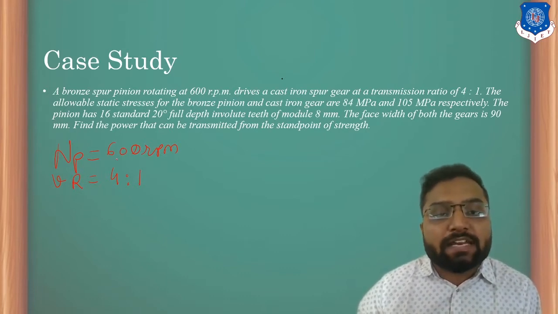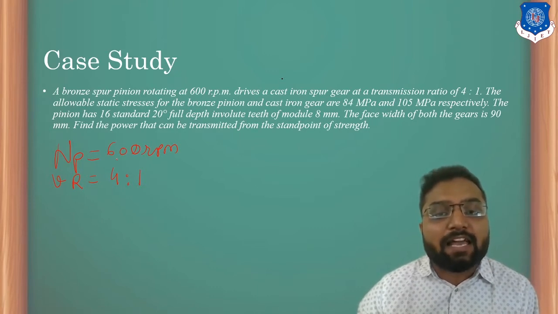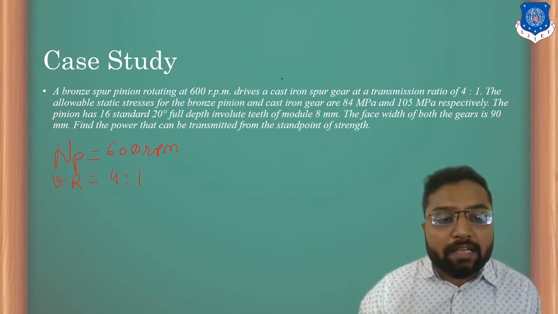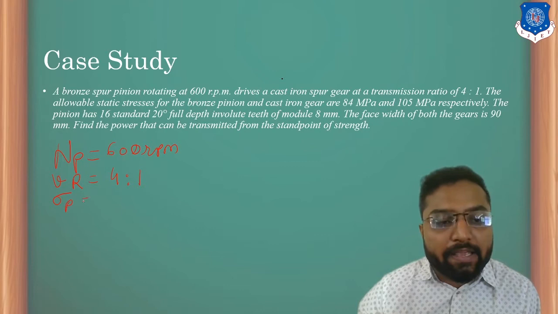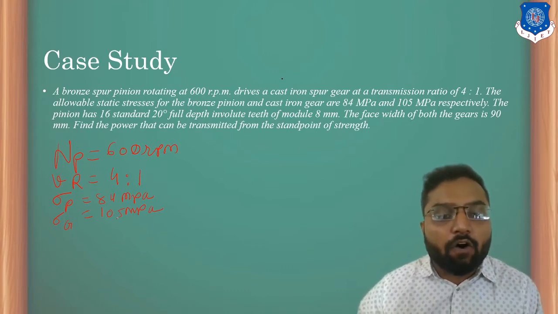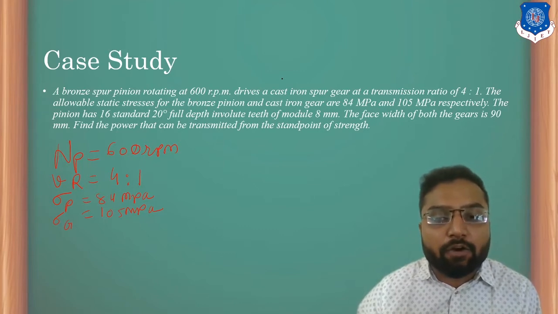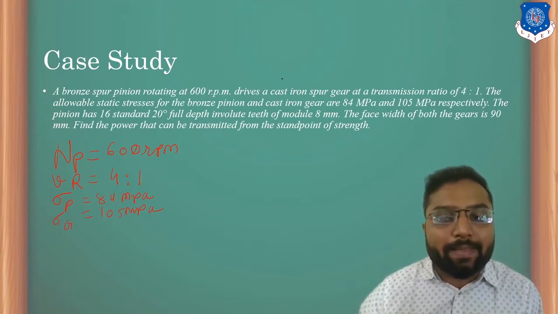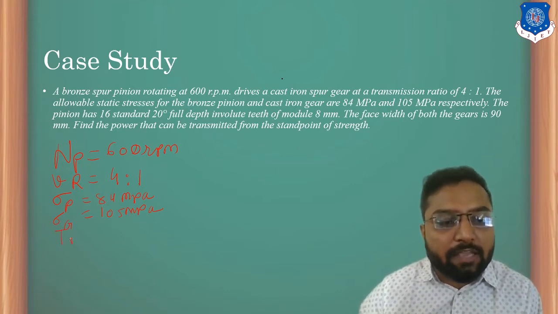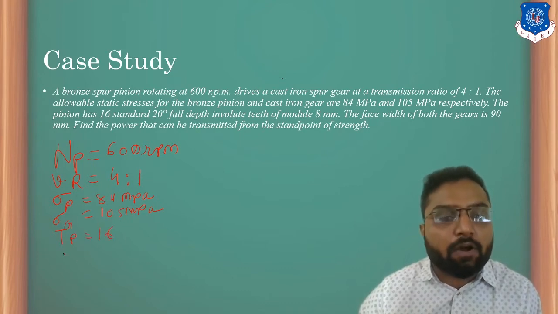Clear? The allowable static stress for the bronze pinion and cast iron gear are 84 megapascal and 105 megapascal. So the allowable stress for the pinion is 84 megapascal and for the gear is 105 megapascal. So we are given two limiting stresses, for pinion and gear respectively. The pinion has 16 teeth, so TP is 16.